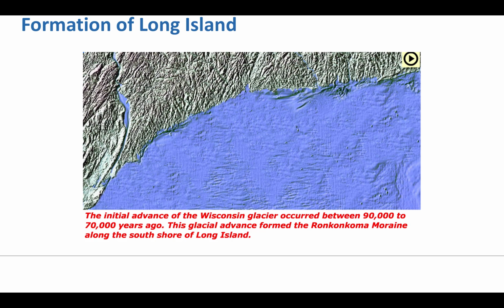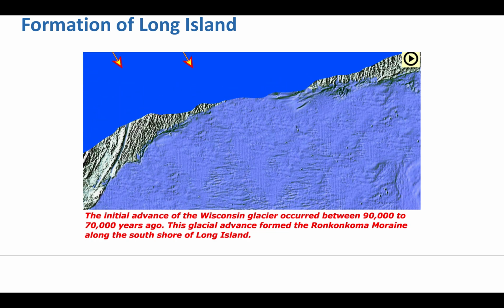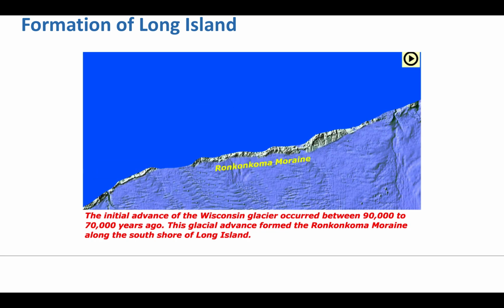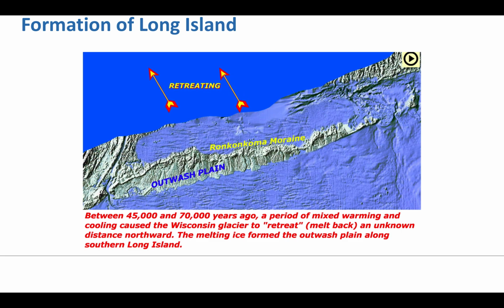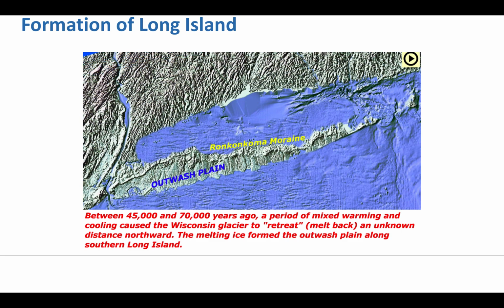I want you to notice right now in the blue, that's the open Atlantic Ocean where Long Island is now, but you can see 90 to 70,000 years ago that it did not exist. So at one point, a glacier came through and it stopped right there and dropped its sediments. And that formed the Ronkonkoma moraine, a pile of sediments left by a glacier. The Ronkonkoma moraine formed first, with unsorted sediments. But over time, the outwash plain developed from the glacial meltwater, which pushed some of that moraine further out. And then the glacier went away.